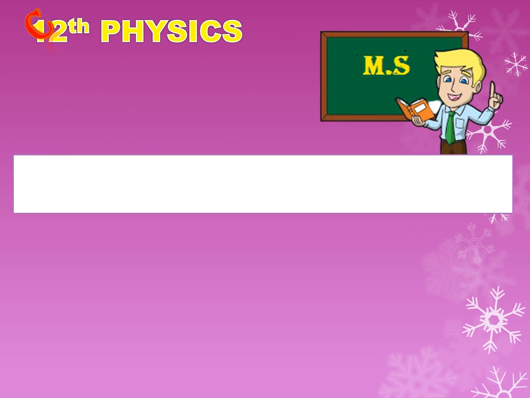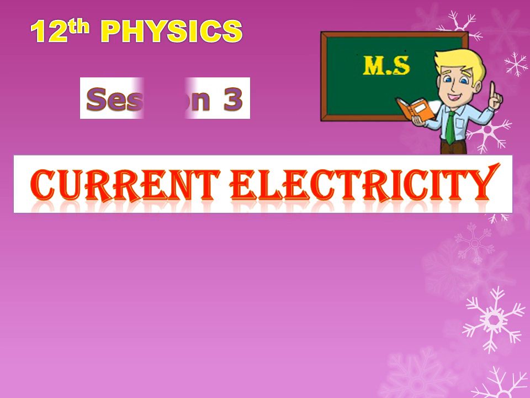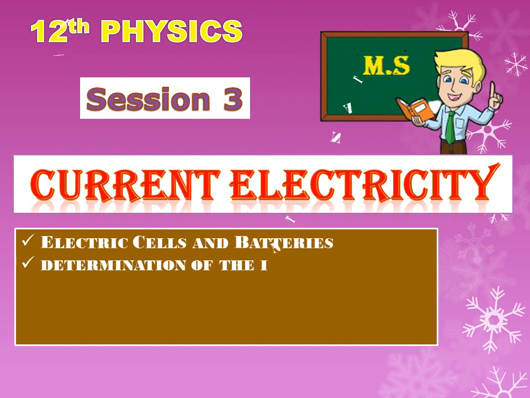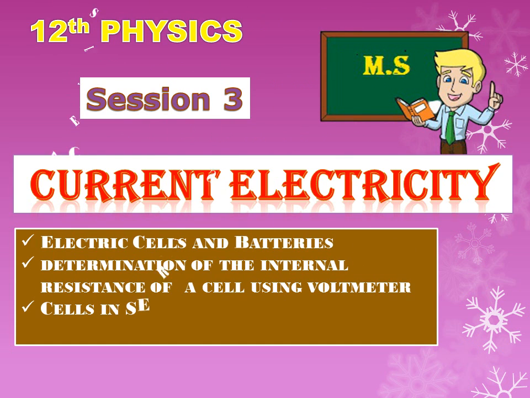Hello students, today the current electricity lesson. This is session number 3, and in this session we are going to see electric cells and batteries, and another very important question, determination of the internal resistance of a cell using the voltmeter. Then the resistors in series and parallel using the battery cells.